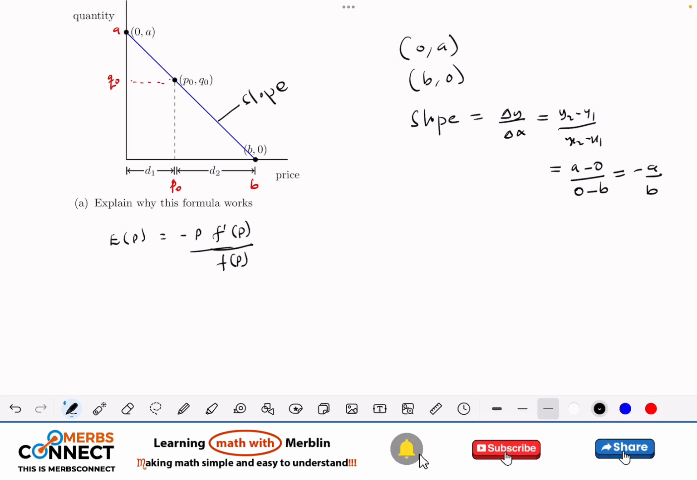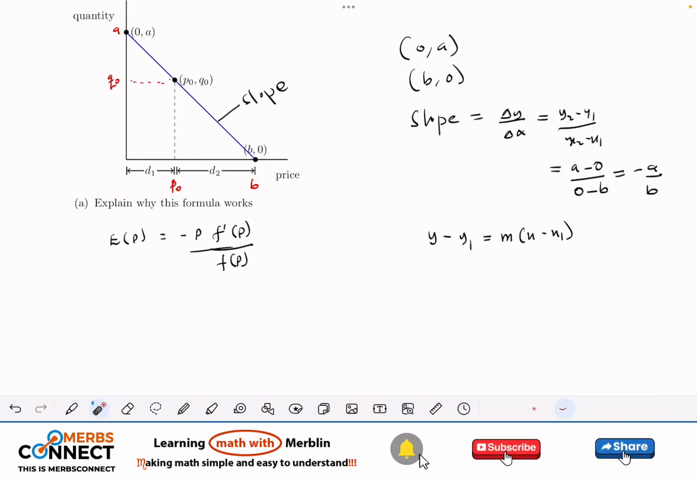So the slope is minus a over b. So now, since we know the slope, we can actually say that this is the slope. But what we need to do is look for the equation of the line, which will help us to get the equation of the quantity demanded. So what is the equation of the line? y minus y1 is equal to the slope times x minus x1.